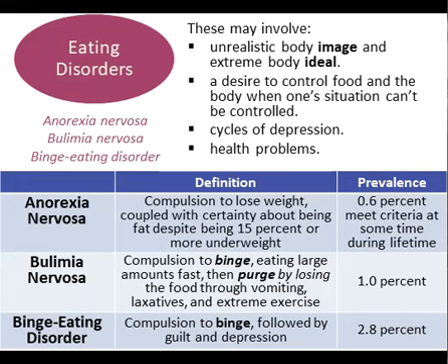We have bulimia nervosa, a compulsion to binge. That means eating large amounts fast, and then purging by losing the food through vomiting, laxatives, or extreme exercise. Obviously, if someone is suffering from anorexia nervosa, they're more likely to be observed as having that condition. With bulimia nervosa, however, it may be a little more difficult, because normally they don't seem to be markedly underweight. They look normal to slightly above average weight. But they are suffering from an eating disorder. The prevalence of that is around 1%. Then we have binge eating disorder, which is a compulsion to binge followed by guilt and depression. And that's approximately 2.8% prevalence.